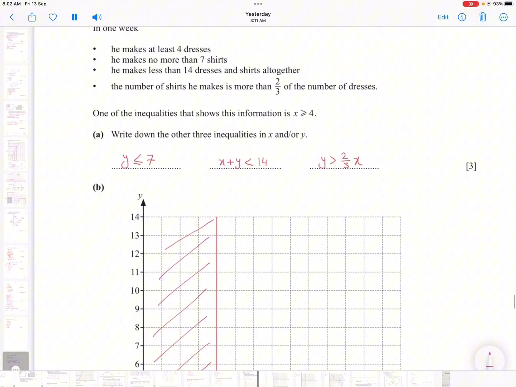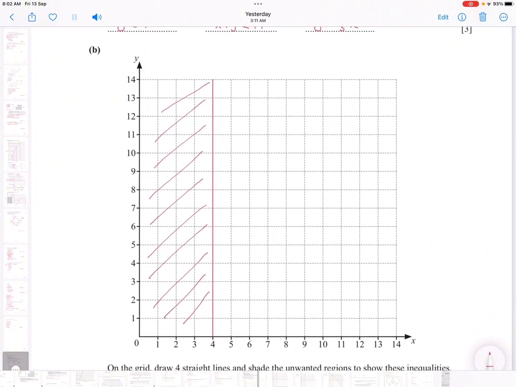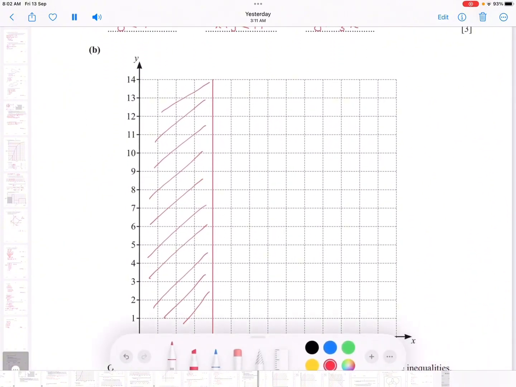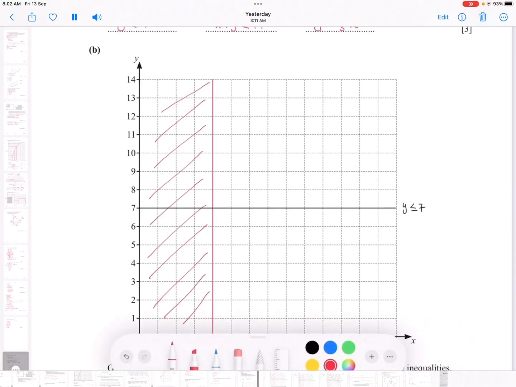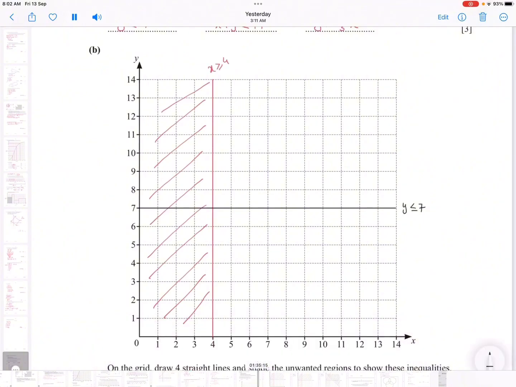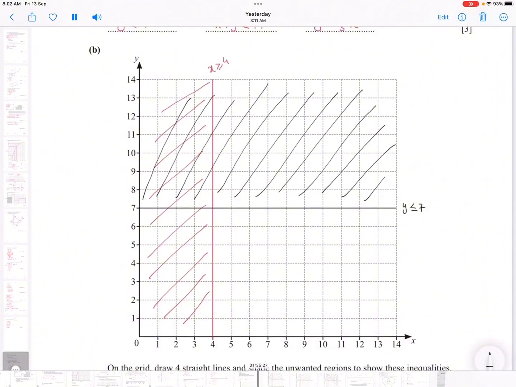Second, y is less than equal to 7. So draw the line y is equal to 7. And the inequality said less than and equal to 7. It means the region below this line is wanted region, and the region above this line is unwanted. So shade the unwanted region. You can write y is less than equal to 7 here, and now shade the unwanted region. This is your unwanted region.